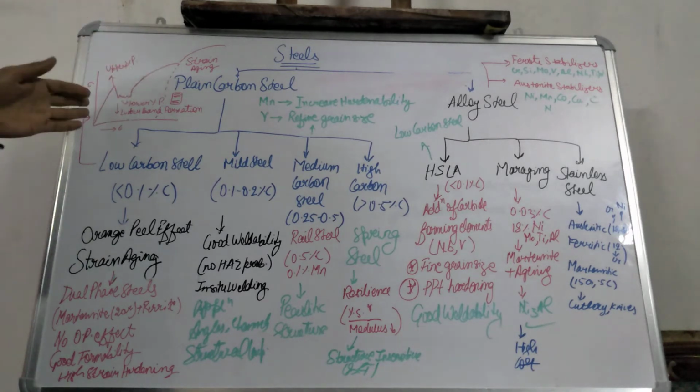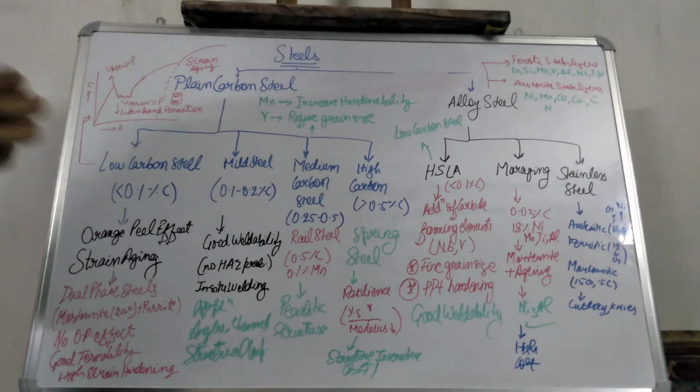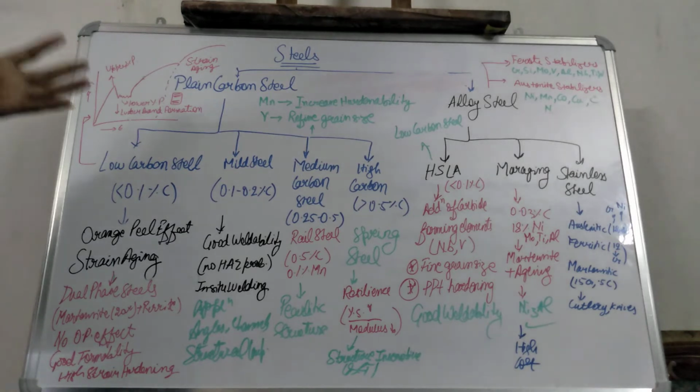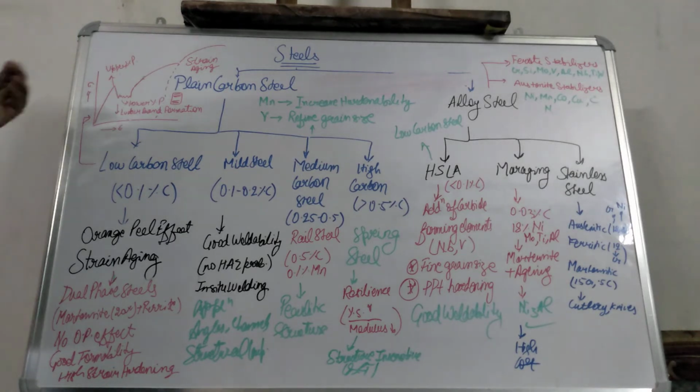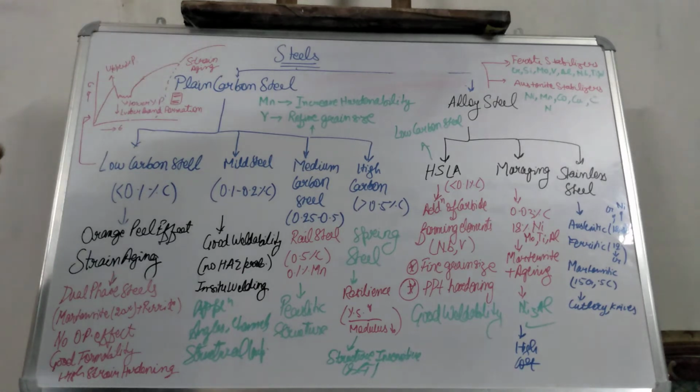When the material undergoes strain, the dislocations are freed from the atmosphere of solute atoms, and they are able to freely move, and that's how we get the new stress strain curve.